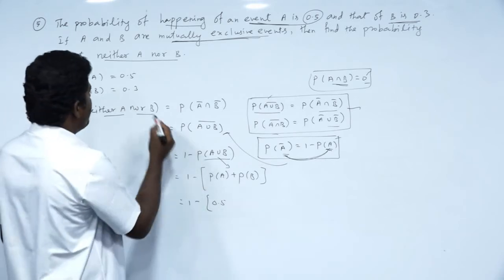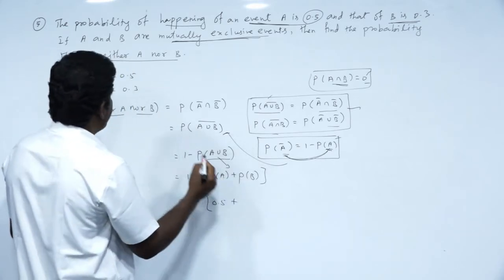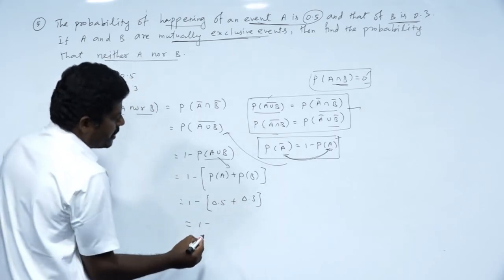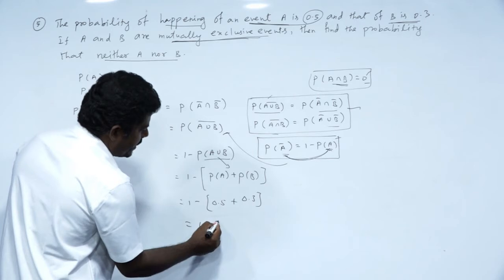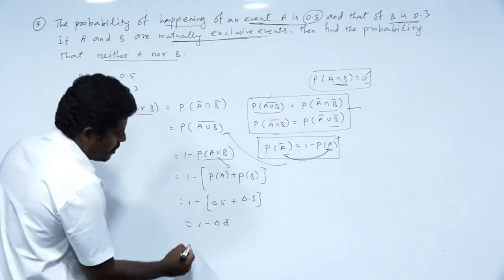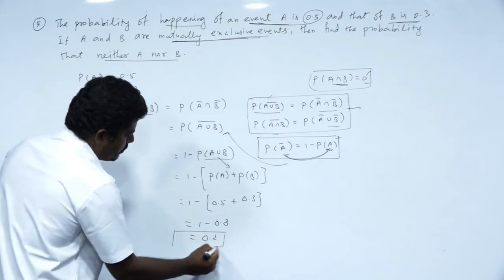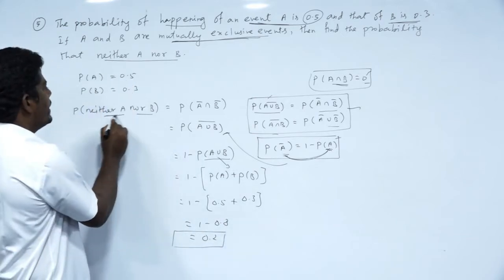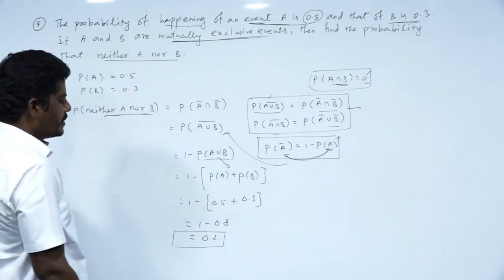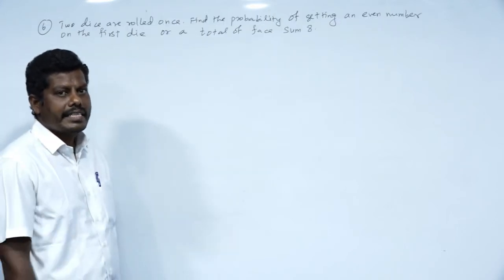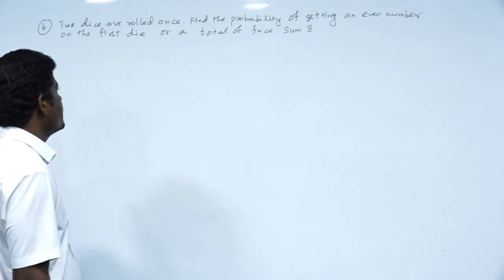Now, probability of A value is 0.5 plus probability of B value is 0.3. Now, 1 minus 0.5 plus 0.3, that is 0.8, my dear students. Now, the final answer is 0.2. Probability of neither A nor B is 0.2. Understand, my dear students? Okay, next we are going to discuss question number 6.